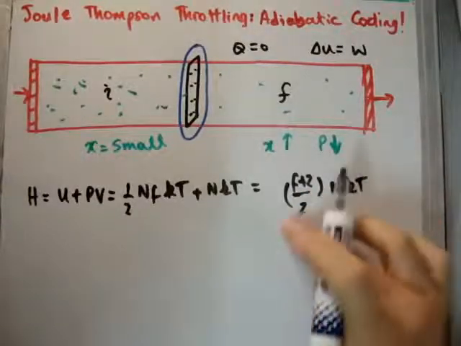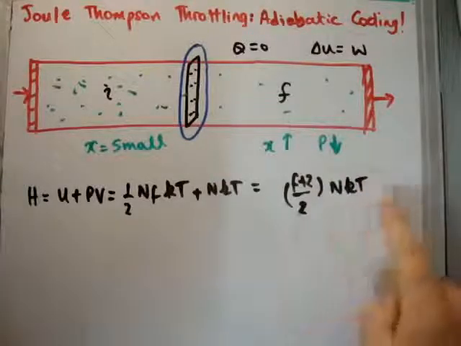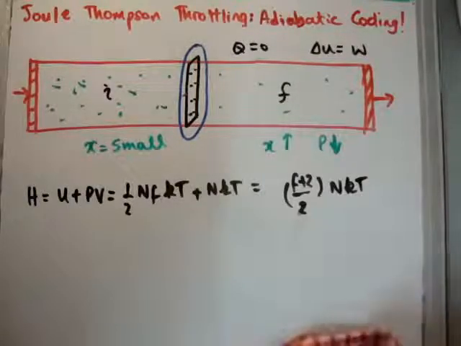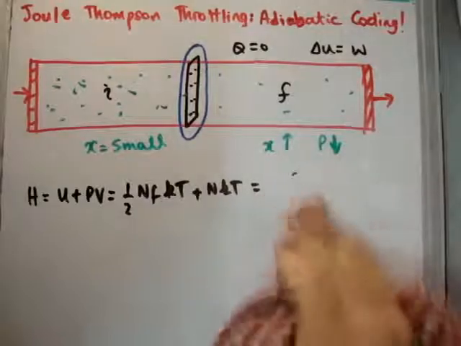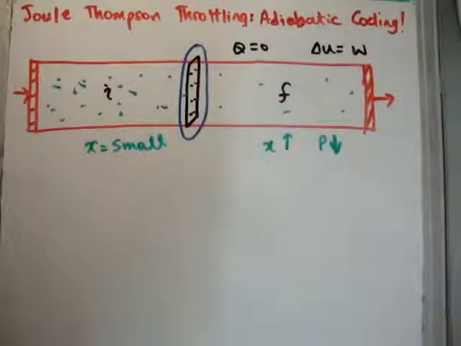But the problem here is that if it's isenthalpic, it implies that the temperature is constant. Constant enthalpy implies constant temperature for an ideal gas. But as we'll see in a moment, that's not what we want, and it's precisely because it's not constant temperature that we get this cooling. So next we need to work out why there is cooling if it's isenthalpic.